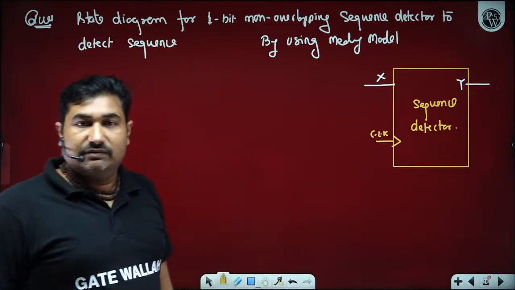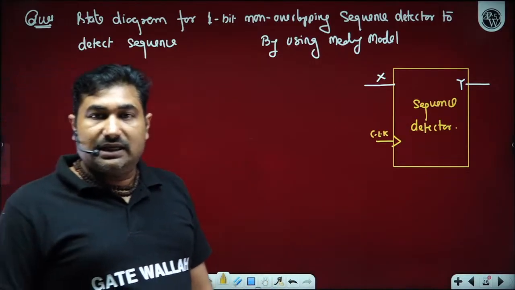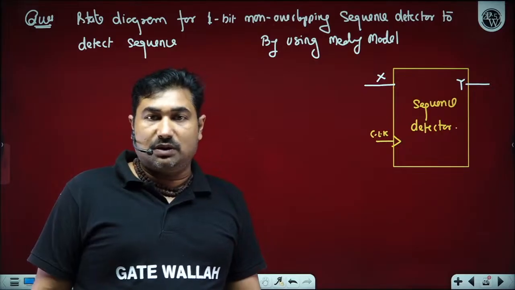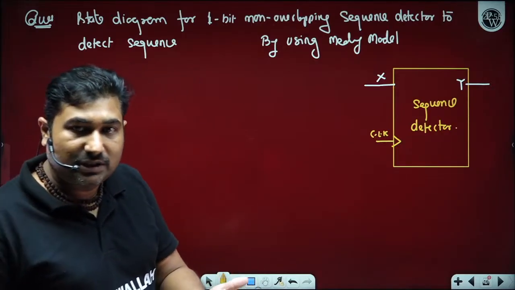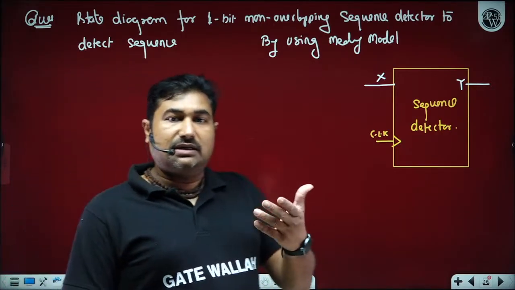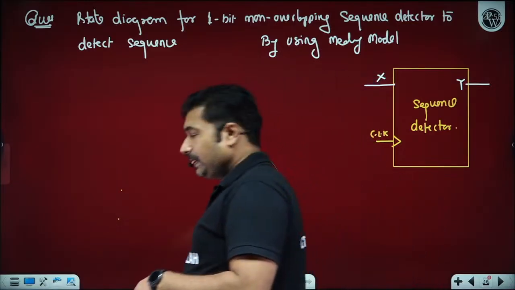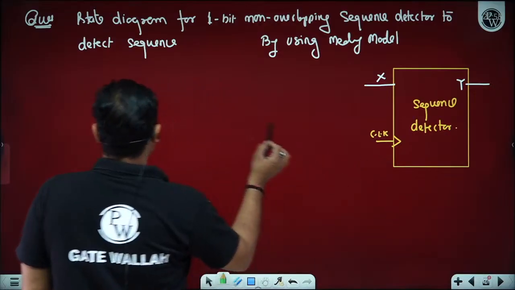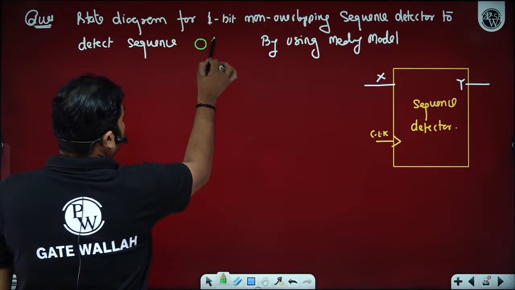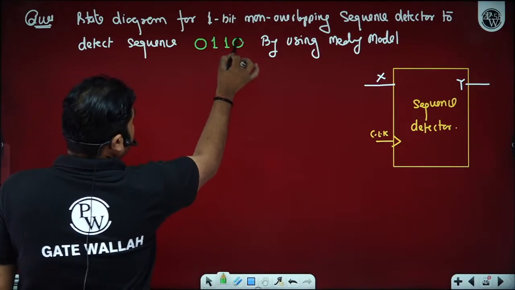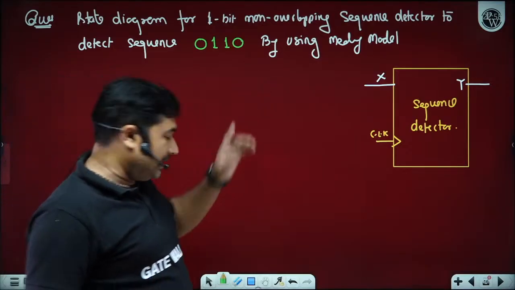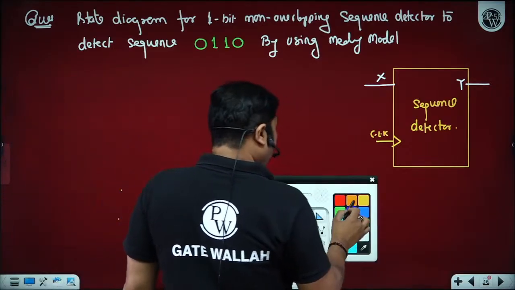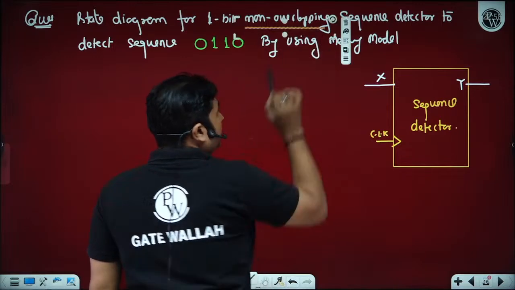Is it okay? Someone is saying 0, 1, 1, 0, or Aditya is saying 1, 0, 1, 0. So let's take 0, 1, 1, 0. You can take any. So I'm just considering 0, 1, 1, 0. See, it's non-overlapping. A very important term is non-overlapping. Is it okay? Yes, sir.